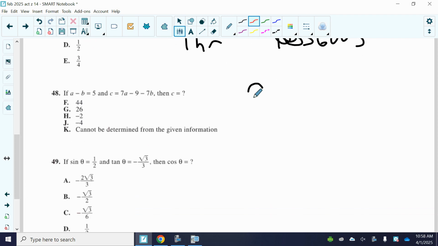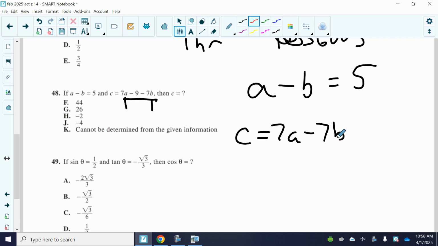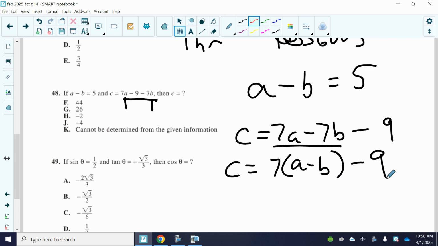Ooh, this one's sneaky. A minus B is 5. Oh, you gotta be a sneak. Are y'all sneaky? Take the 7 and factor it out, huh? So C is 7A minus 7B minus 9. Take the 7, and how much is A minus B? 5. So the answer is 7 times 5 minus 9, 26.